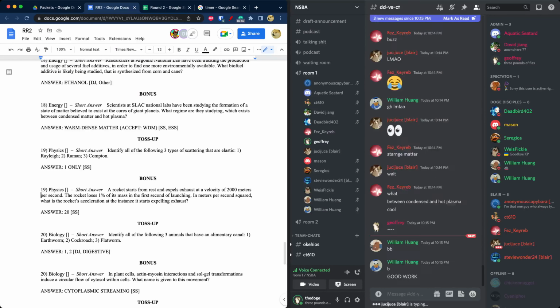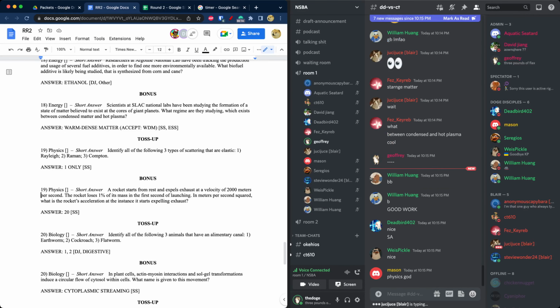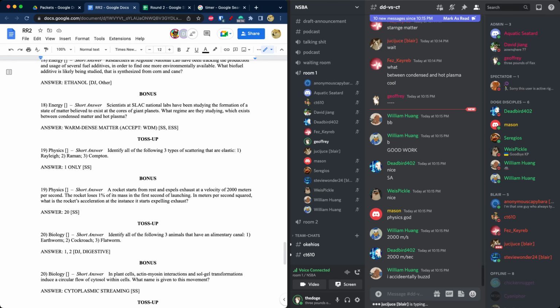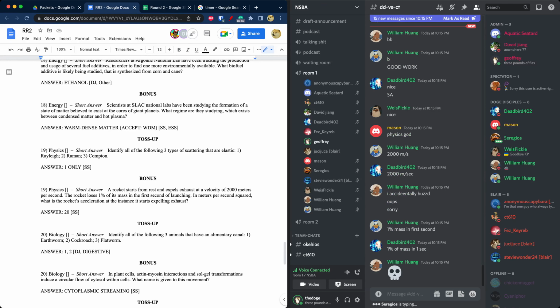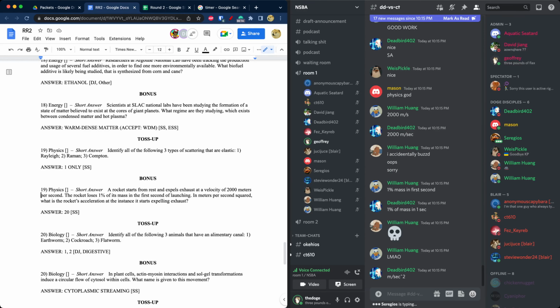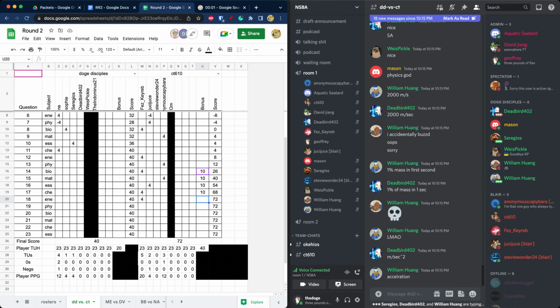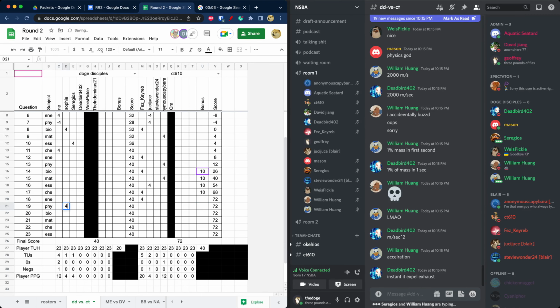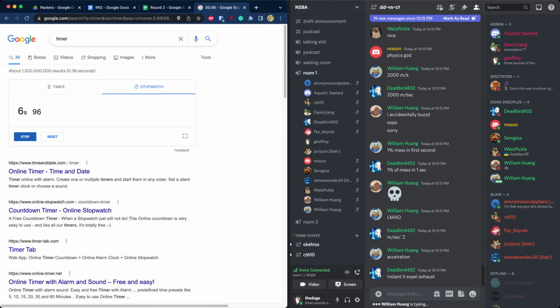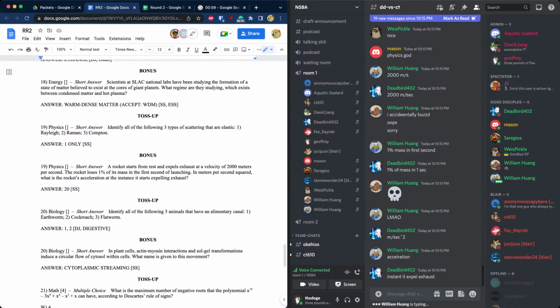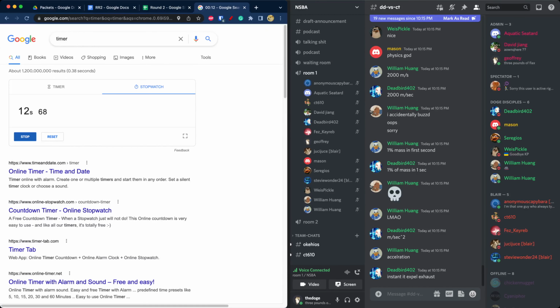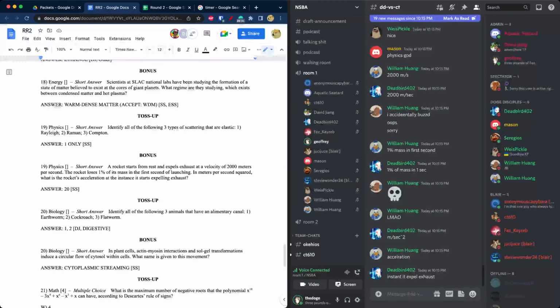Bonus physics short answer. A rocket starts from rest and expels exhaust at a velocity of 2,000 meters per second. The rocket loses 1% of its mass in the first second of launching. In meters per second squared, what is the rocket's acceleration at the instant it starts expelling exhaust? Five seconds. Sorry, the correct answer is 20.